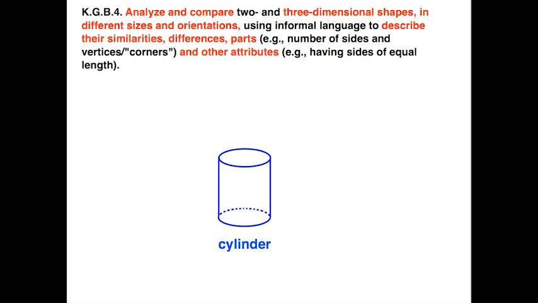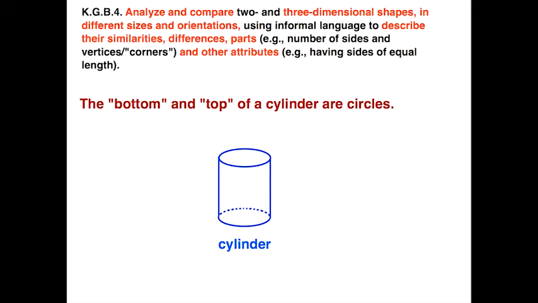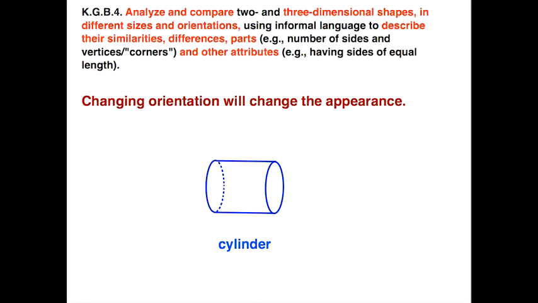Let's look at a cylinder. A real-life example would be a can. Students will notice that the bottom and the top of a cylinder are circles. There are no vertices. Changing the orientation of a cylinder will change the appearance.